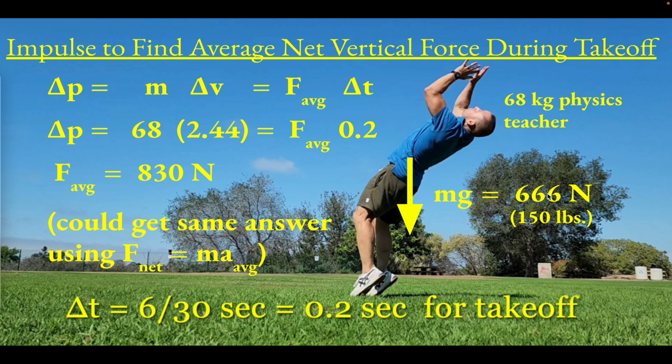Well, if the Earth's already pulling me down with 666 newtons, that means that the ground must be pushing me up with 830 newtons more than that. And so during the takeoff, there's this average upward force of 1496 newtons, which is about 337 pounds.